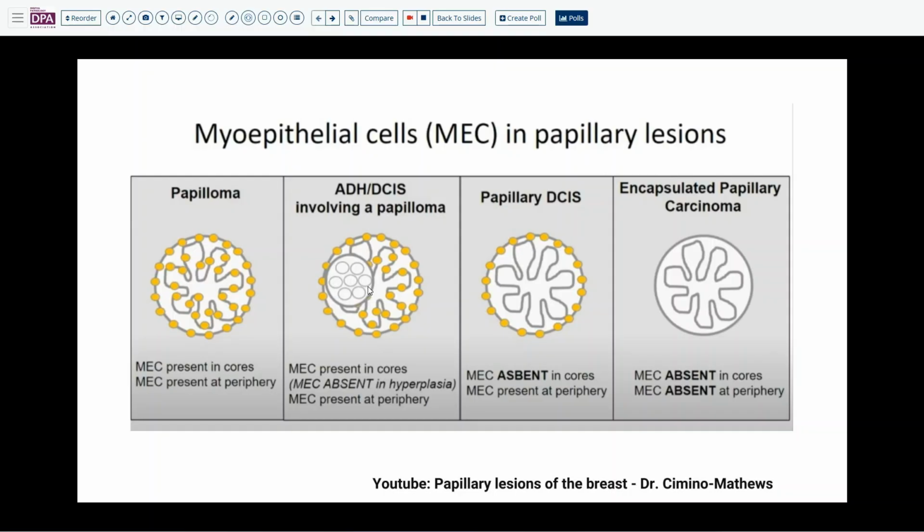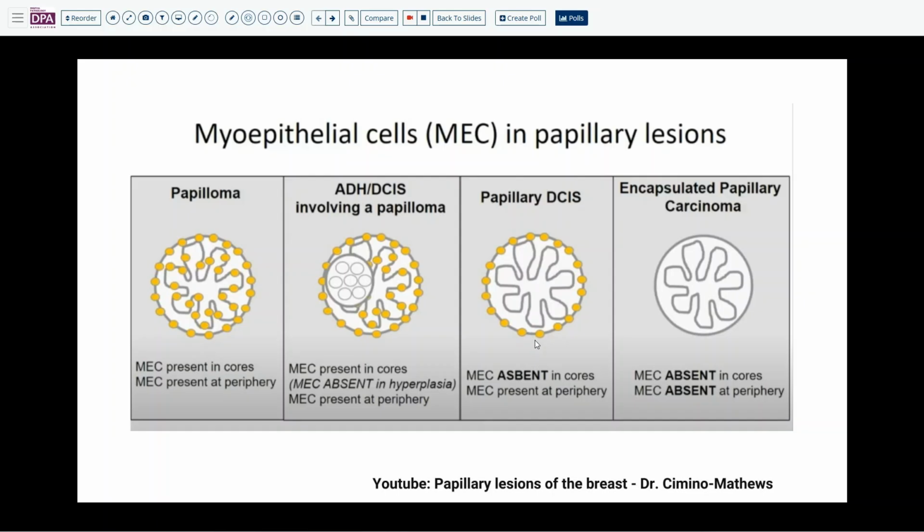If not in a papilloma setting, we use 2 millimeters as a cutoff. But in a papilloma setting, we use 3 millimeters. So you need to bear this in mind when you sign out to call this ADH or DCIS involving a papilloma. And then the third category is papillary DCIS.